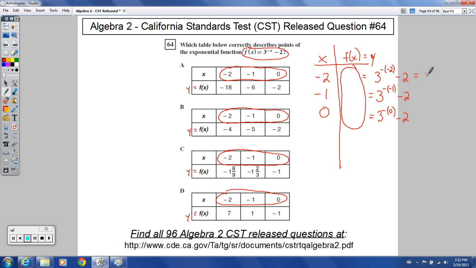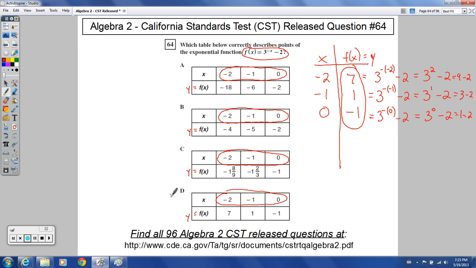What would this be? This would be the same thing as 3 to the +2 minus 2. This would be the same thing as 3 to the +1 minus 2. This would be the same thing as 3 to the 0 minus 2. 3 squared is going to be 9, and 9 minus 2 is going to be 7. 3 to the first is going to be 3. 3 minus 2 is going to be 1. 3 to the 0 is going to be 1. Minus 2 is going to be -1.